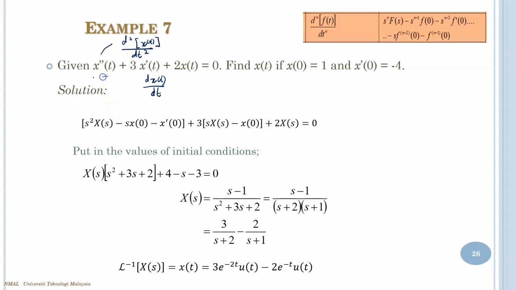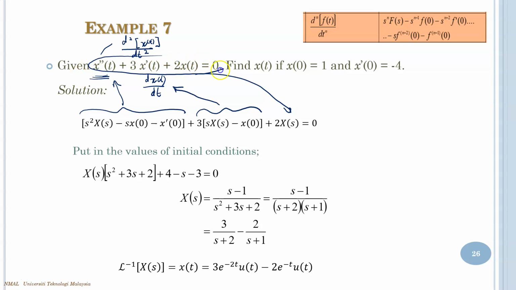Only for this x double prime, this is the equation: s squared X(s) minus s x(0) minus x prime(0). For 3x prime(t), this is the equation. And then 2x(t) is 2X(s). Basically, you perform the Laplace transform on the whole equation. When you take the Laplace of 0, it's also 0, unless the right side has other values, if it is a non-homogeneous equation. But if it is a homogeneous equation, it will become 0.